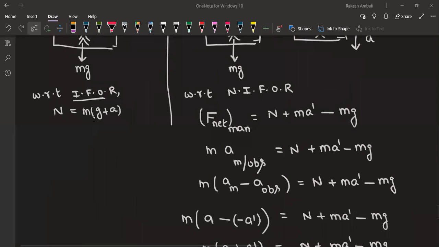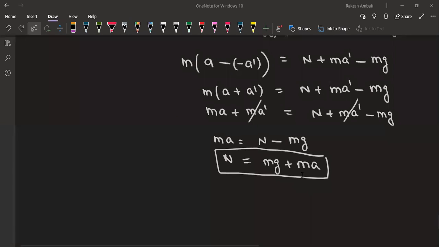You take the inertial frame, what is the final result? You take the non-inertial frame, what is the final result? That will be the same. The result doesn't change whether you follow the inertial frame or the non-inertial frame.